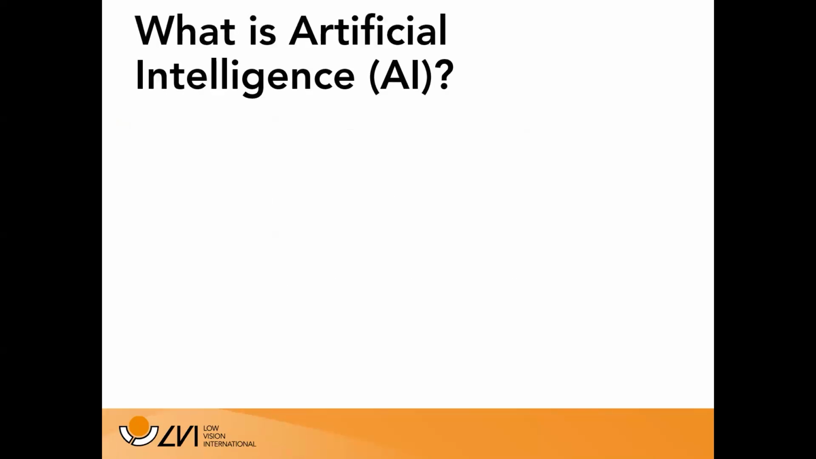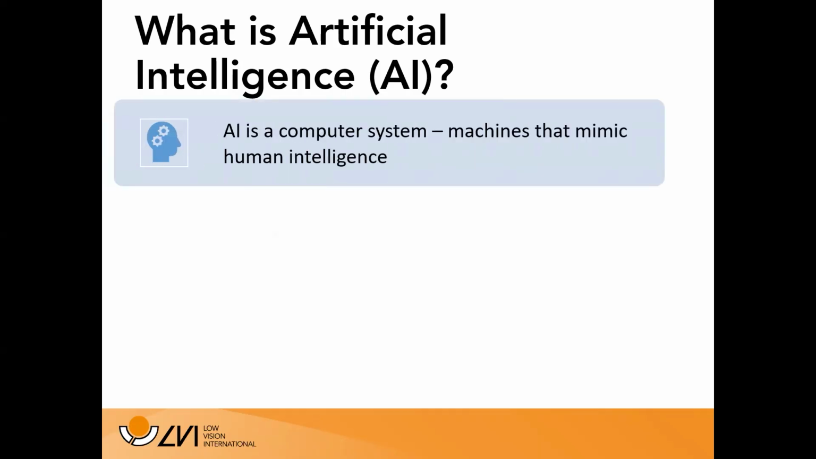So what is artificial intelligence? I have a graphic that's going to pop up on the screen as I talk about this. The first one is a little picture of a head with gears in it, and it says AI is a computer system, machines that mimic human intelligence. So AI has been around for about 75 years. While the theoretical concepts trace back to the 1940s, AI as a formal field of study has existed for nearly 70 years. The most dramatic advances have occurred in just this past decade.